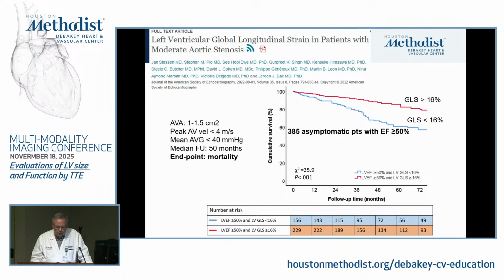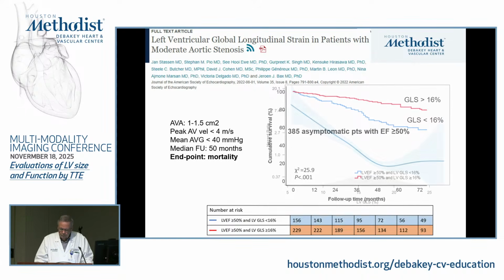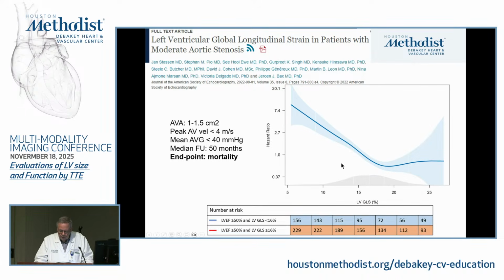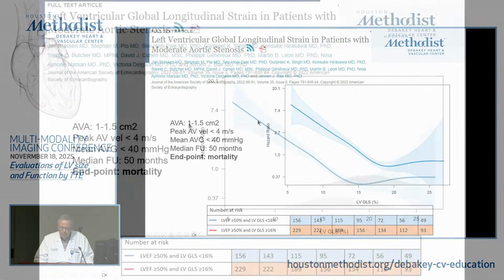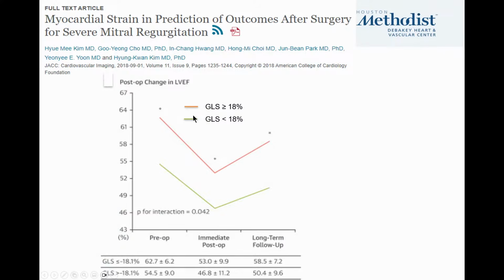And this makes it even more interesting. This is the subgroup in this study that were asymptomatic at the beginning of the study. So these are asymptomatic patients. They all had an EF over 50% upon entry. And again, here you have your GLS indicating the prognosis for survival over 5 years. And this is the hazard ratio. Again, once you cross that 16 mark, very significant increase in the hazard ratio.